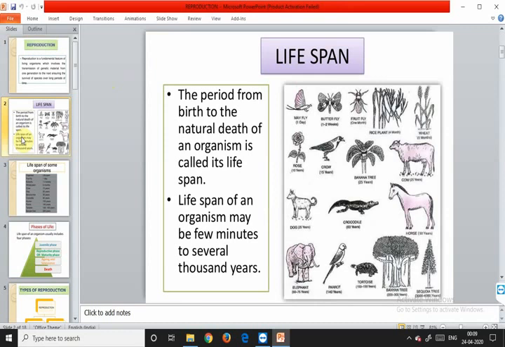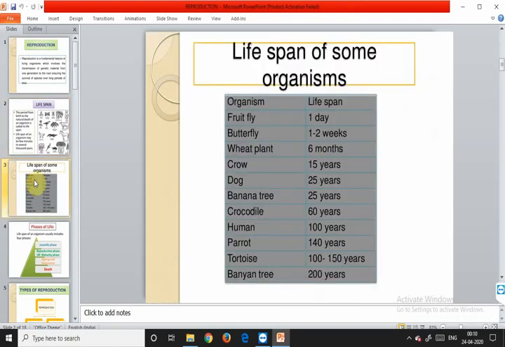Let us discuss the lifespan. The lifespan is the period from the birth to the natural death of an organism, and it varies from a butterfly to a giant elephant. Even in plants, the smallest plants and the largest plants have different lifespans, but the size of an organism has nothing to do with the lifespan. A parrot, which is considered small, can live for 140 years, and a dog can survive for only 25 years. A fly has a lifespan of just 1 day, whereas a banyan tree can survive for 200 to 300 years. This is the list of the lifespans of some organisms.